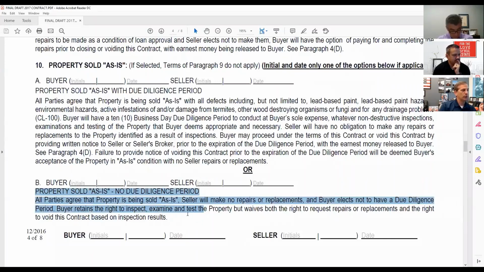This is the person is willing to buy the house in its current state. They're not going to do any inspections. They're not going to ask for any repairs. They're just going to buy it as is. A lot of times what this may be is a tear down situation.